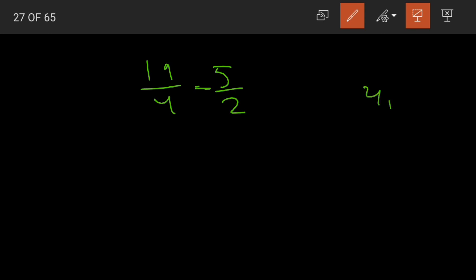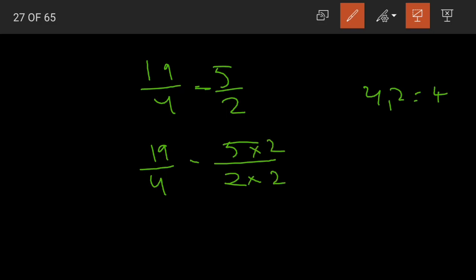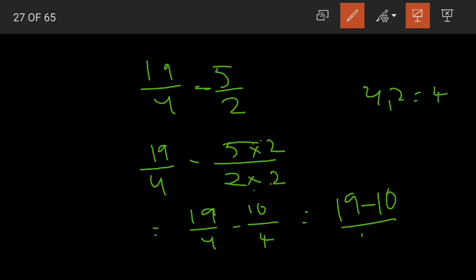How do we subtract? LCM of 4 and 2 is equal to 4. So 19 by 4 as it is. Now what should we multiply 2 with? 2 2s are 4. So we are multiplying both the numerator and denominator by 2. 19 by 4 minus 5 2s are 10 by 2 2s are 4. So we are having the common denominators, we can subtract now. 19 minus 10, 9 divided by 4. 9 by 4 is our answer.